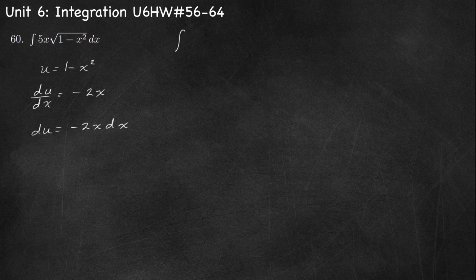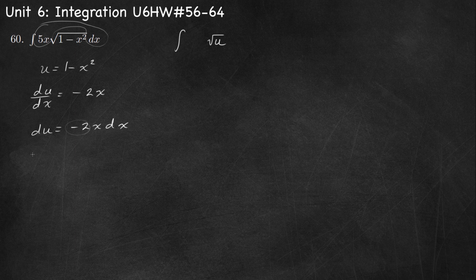Now when we go to make our substitutions, the square root of 1 minus x squared becomes the square root of u. Then I still have 5x dx that I have to get rid of, okay? And I know that du equals negative 2x dx. So I don't want the negative 2 there, but I do want a 5 there. So let's manipulate this equation a little bit.